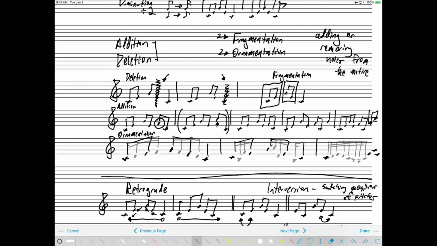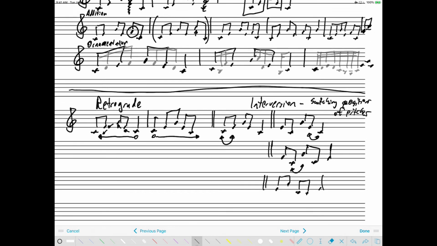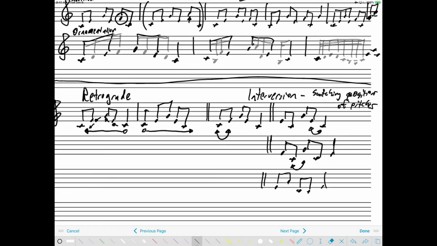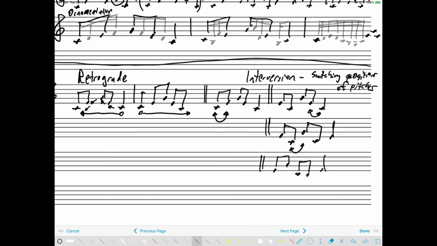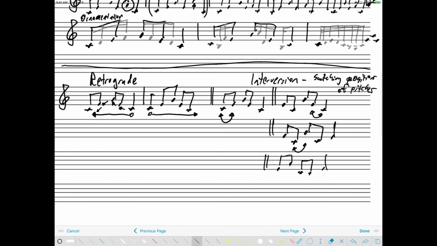We then looked at adding or removing notes from the motive, and we had addition and deletion, and we saw fragmentation and ornamentation could look like addition and deletion, but with some slightly different tendencies. And then we saw 2 examples of developmental techniques that were less common in the common practice era: the use of retrograde, or running the motive backwards, and the use of interversion, which is switching the positions of pitches within the motive.